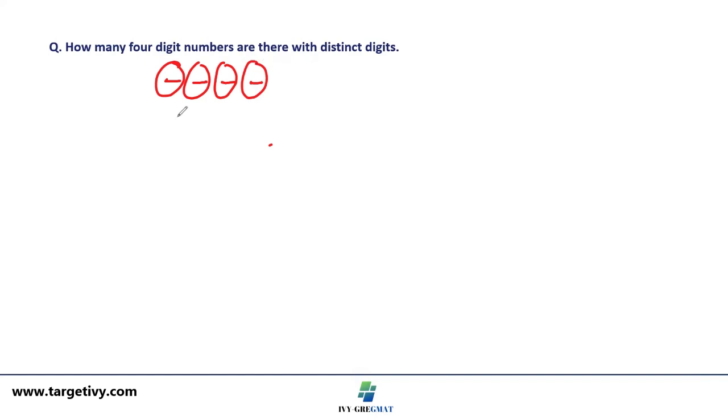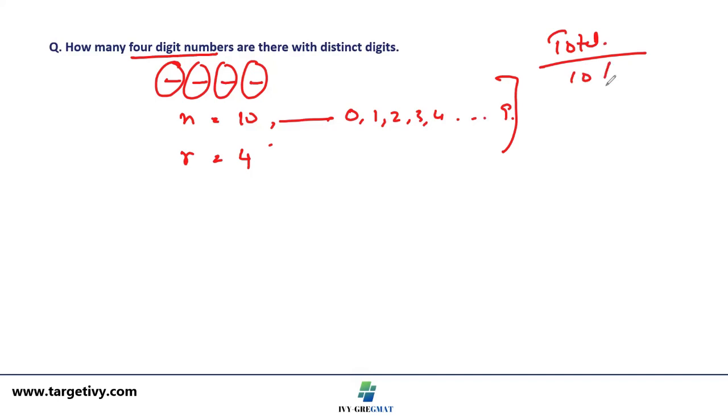So n in this case is 10, because the digits can be 0, 1, 2, 3, 4 till 9. So there are 10 digits. And r is 4, because 4 distinct digits are to be picked up. So the total arrangement may be factorial 10 by 10 minus 4 factorial, which makes it factorial 10 by 6 factorial.